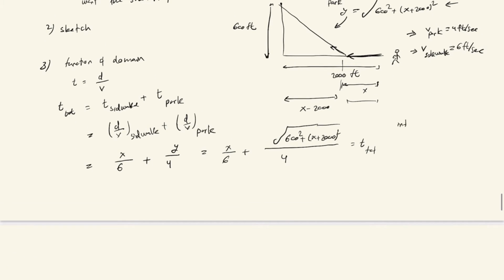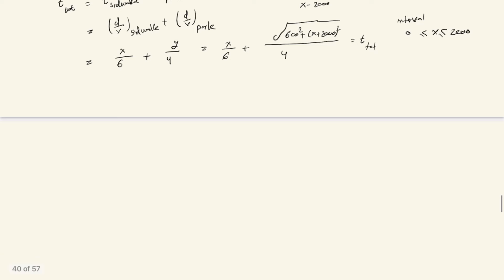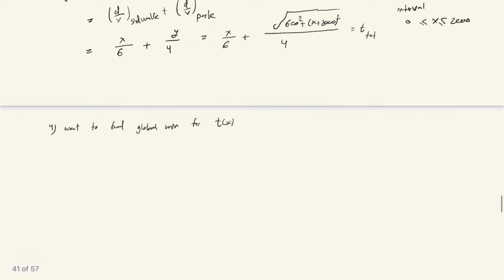Now what's the interval? Since our variable is x, we want to determine the interval of x. We can assume x goes from 0 to 2000, 0 meaning Alaina will just take the grassy park, and 2000 meaning she will move along the sidewalk. Now for step number 4, we want to find the global minimum. Why? Because we want the shortest time that takes Alaina from her starting position to the bus.